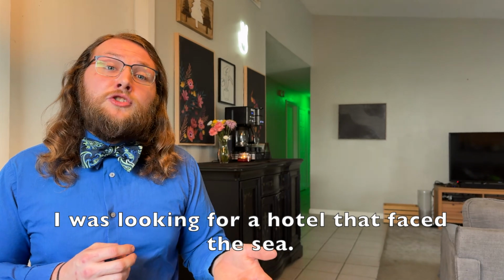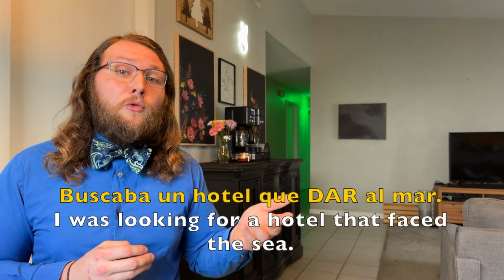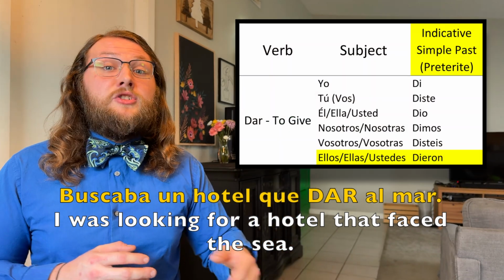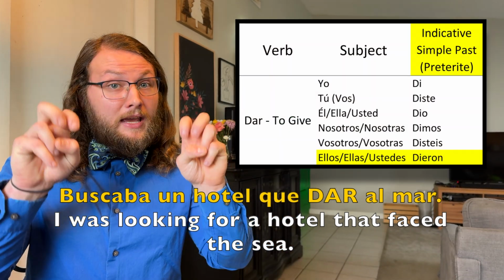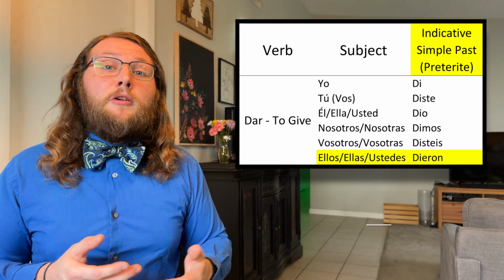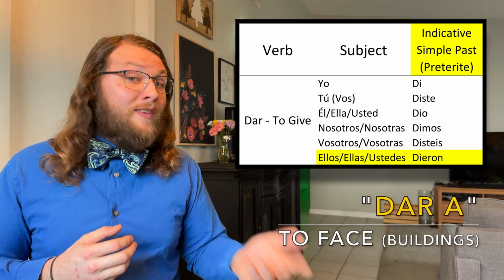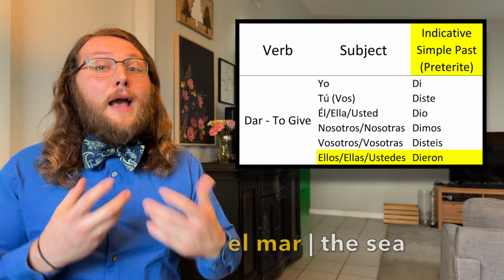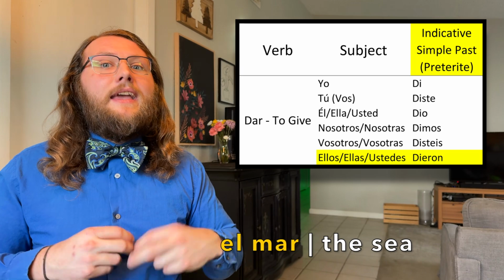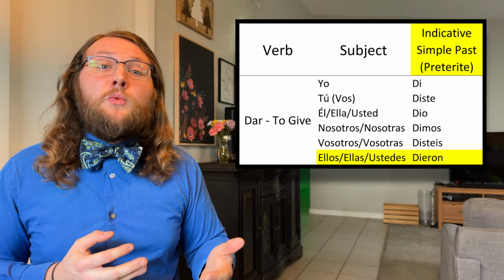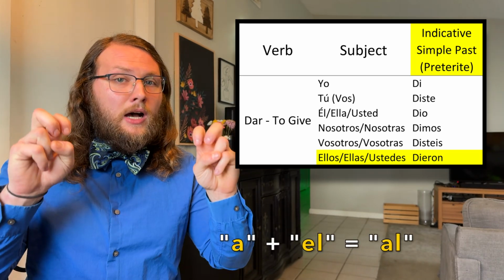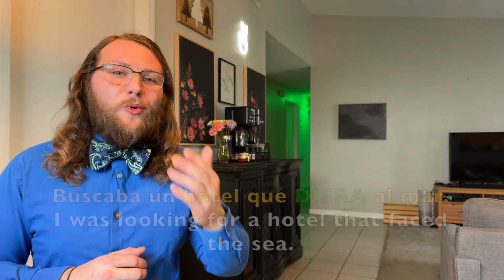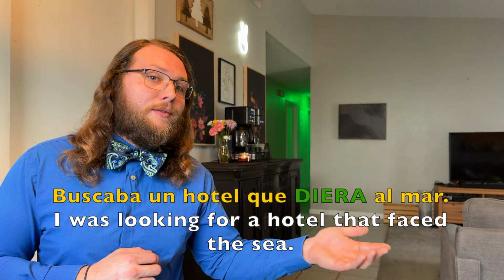Our unconjugated translation is, buscaba un hotel que dar al mar. The verb dar, which is irregular, usually means to give, but here we can use it followed by the word a to mean to face, used mostly with rooms and buildings. Mar is a masculine noun, so the sea is el mar. In Spanish, when the word el follows the word a, they contract into al. Ready for the answer? Buscaba un hotel que diera al mar.